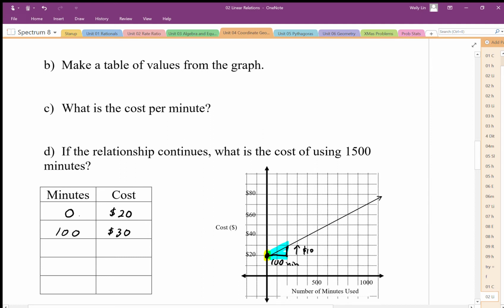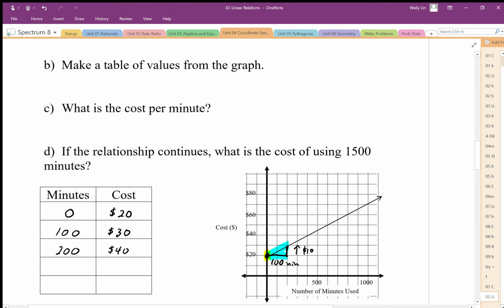And notice that these are not proportional. So the proportion is not going to be seen in the table, and we're going to look for that proportion somewhere else. So for 200 minutes, we're going to say that it was $40. Okay, I'm going to put down, right about, that looks like 200 minutes there.